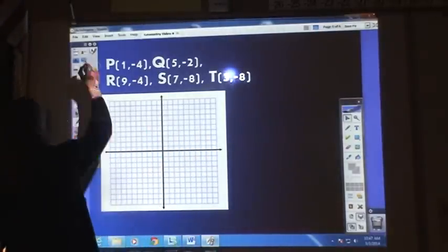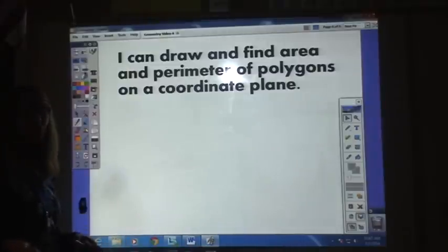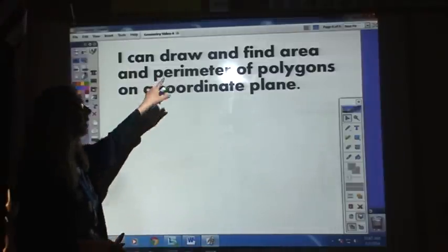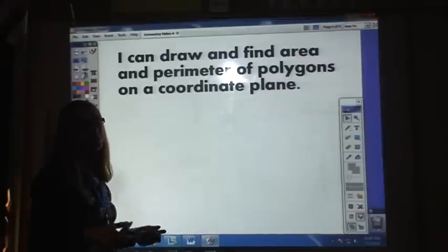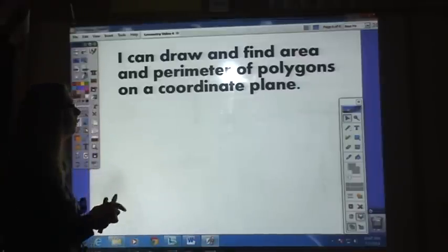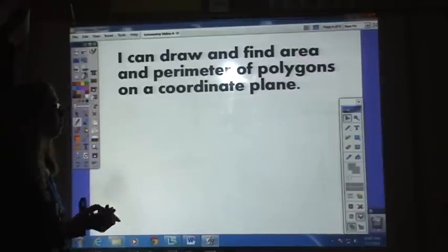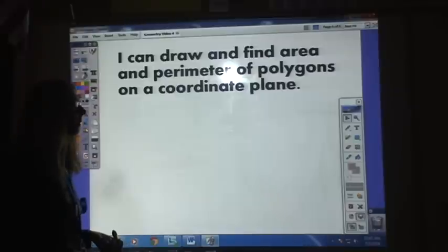So hopefully, you now feel like you can draw and find the area and perimeter of polygons on a coordinate plane. We didn't talk a lot about perimeter, but you should be able to pretty much count the perimeter on most of them. If you can't, then you probably aren't going to be expected to find perimeter for now. So hopefully that helps you.